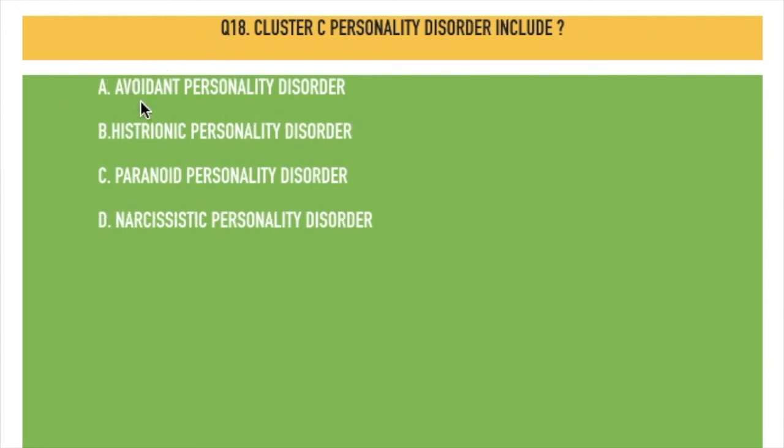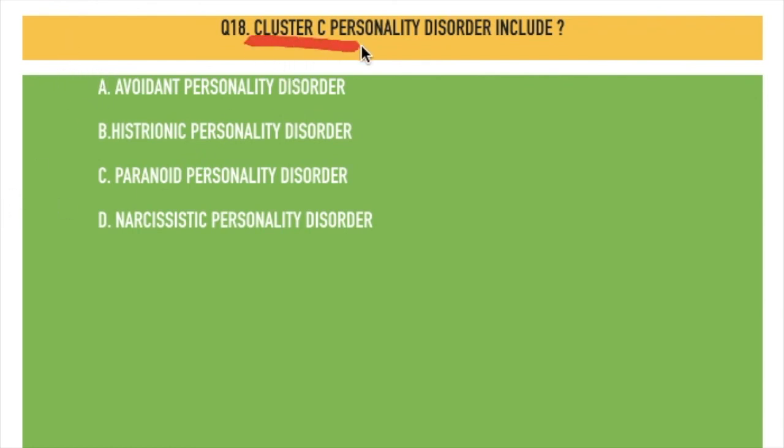Let's see. Cluster A personality disorder includes paranoid, schizoid, and schizotypal personality disorders. Cluster B personality disorders include histrionic personality disorder, narcissistic personality disorder, and antisocial personality disorder. In narcissistic personality disorder, that person gives very much importance to himself. So all of that is included in cluster B personality disorder.